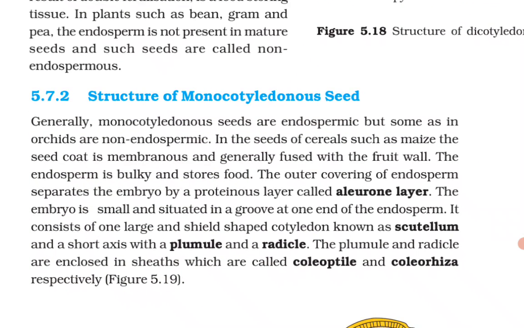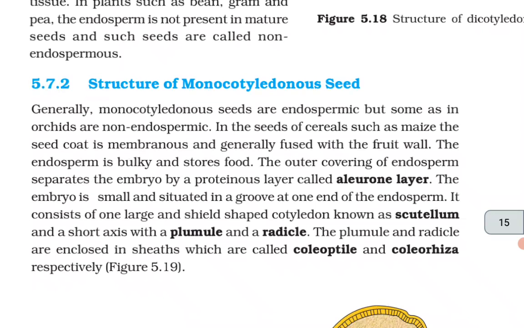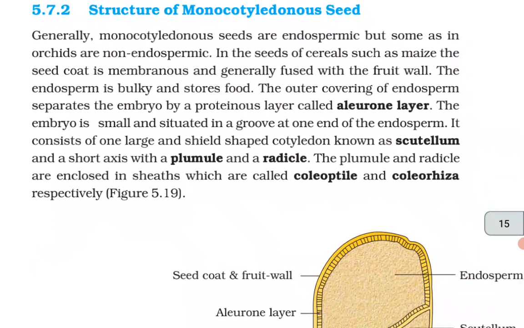Structure of monocotyledonous seeds. Generally, monocotyledonous seeds are endospermic, but some, as in orchids, are non-endospermic. In the seeds of the cereals such as maize, the seed coat is membranous and generally fused with the fruit wall. The endosperm is bulky and stores food. The outer covering of the endosperm separates the embryo by a proteinaceous layer called aleurone layer. The embryo is small and situated in a groove at one end of the endosperm. It consists of one large and shield-shaped cotyledon known as scutellum and a short axis with a plumule and a radicle. The plumule and the radicle are enclosed in sheaths which are called coleoptile and coleorhiza respectively.